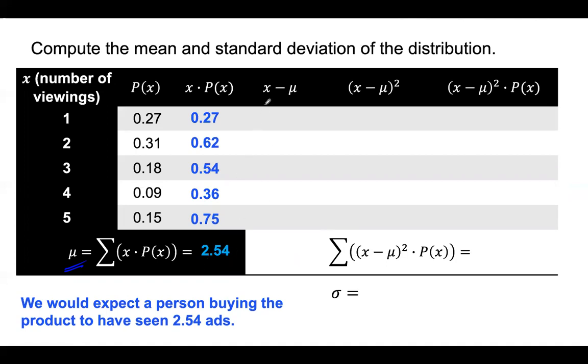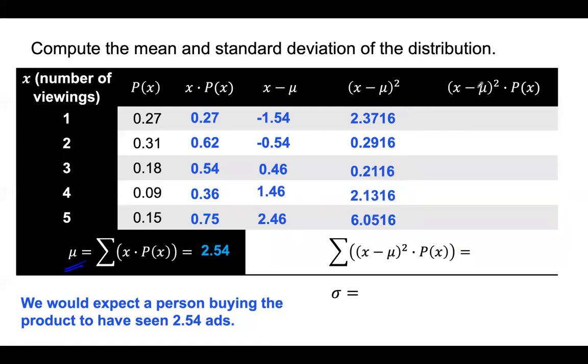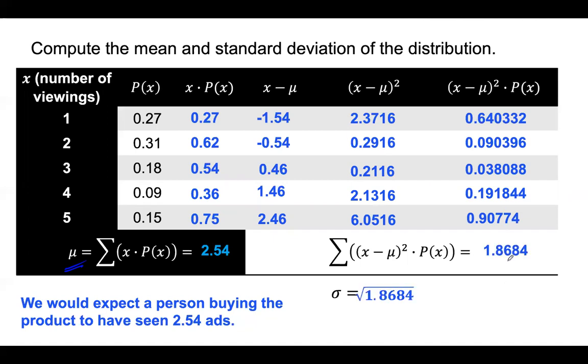Now, once we have this number, we can take the number of viewings, x, subtract our mu, calculate x minus mu, and then we can square that column. Then this column times this probability will give us our last column. Then we sum it all up and we take the square root and we obtain 1.367 is our standard deviation. So this is how you calculate standard deviation and the mean.